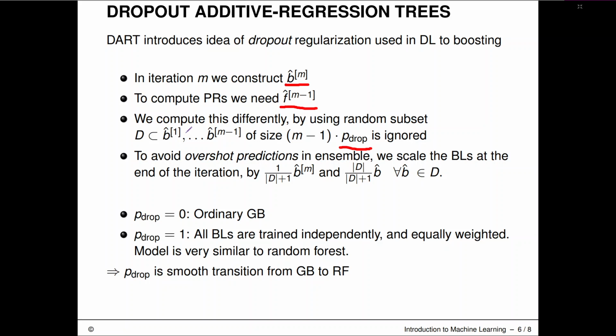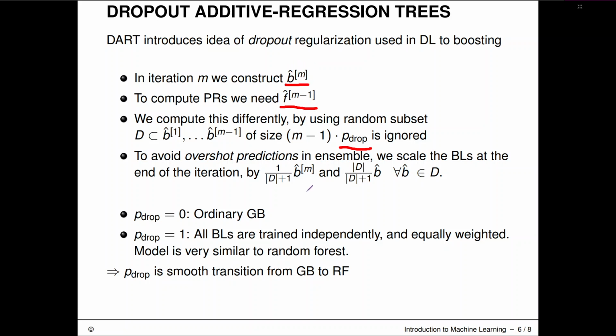It's clear that if we do that, there's a certain underscaling of this computed prediction, and as in deep learning, we have to avoid overshot predictions. Now in the ensemble, we don't do this here at test time. We do this still at training time. So we do a rescaling, but we do this at the end of the current iteration when we construct this guy here and we add this into the ensemble.